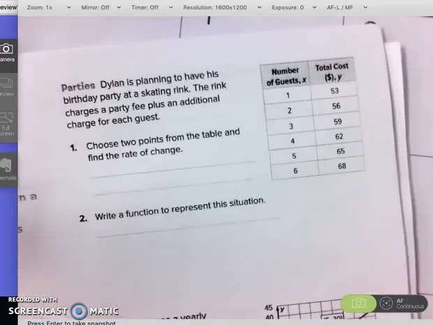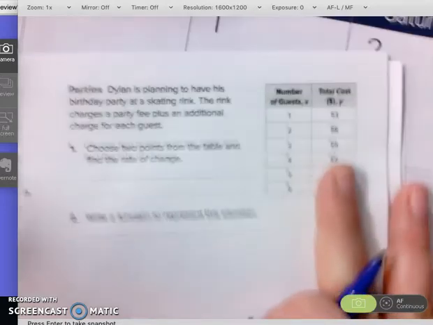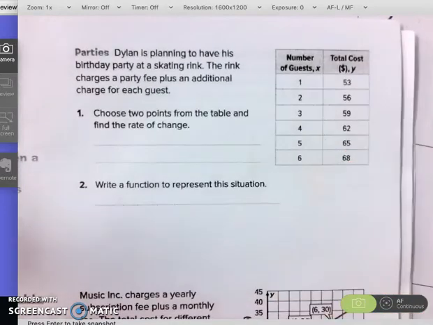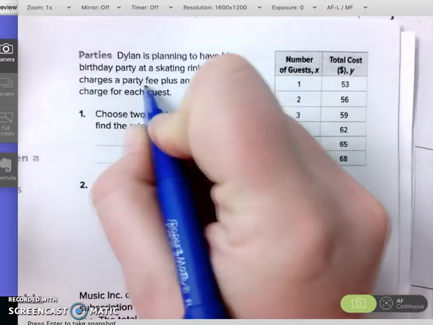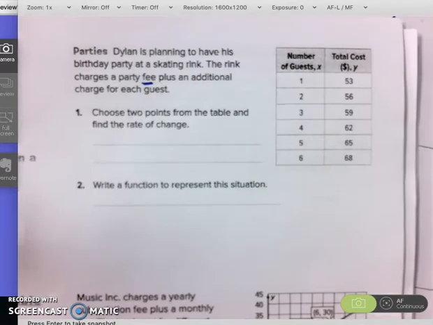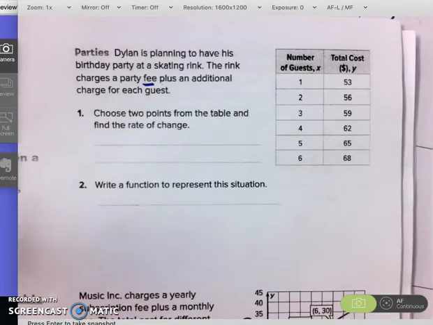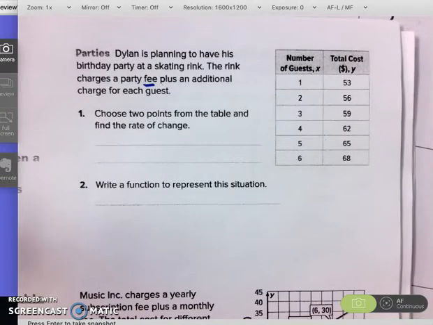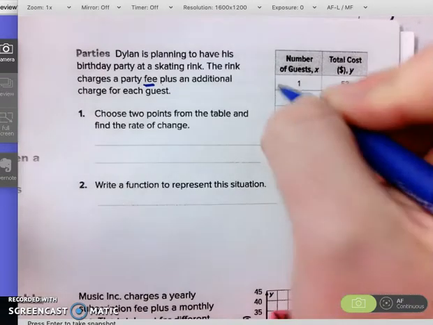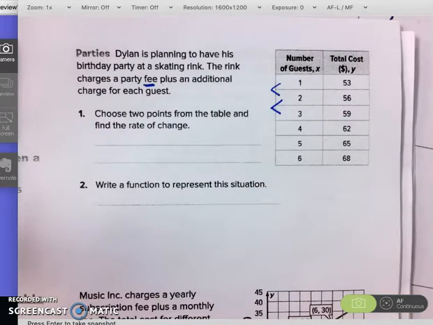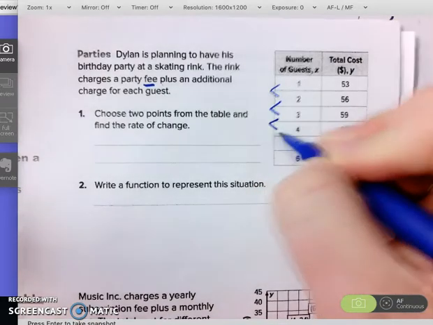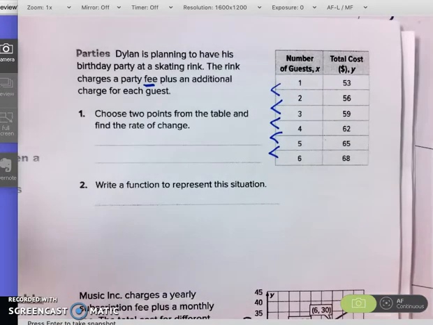So Dylan is planning, let me know if I go off the screen, planning to have his birthday party at a skating rink. The rink charges a party fee plus an additional charge for each guest. So here we see that a party fee, that fee is going to be your initial fee. And we need to figure out what that initial fee is. So the first thing we want to do is find, and it tells you only have to go from 2 points. But you can see here that they're all going to be the same. What is the rate of change here?